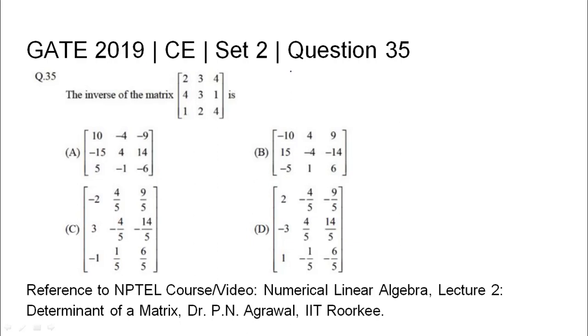GATE 2019 Civil Engineering Set 2 Question 35. The inverse of the matrix 2 3 4, 4 3 1 and 1 2 4 is. Four options are given. The relevant NPTEL reference has been cited.